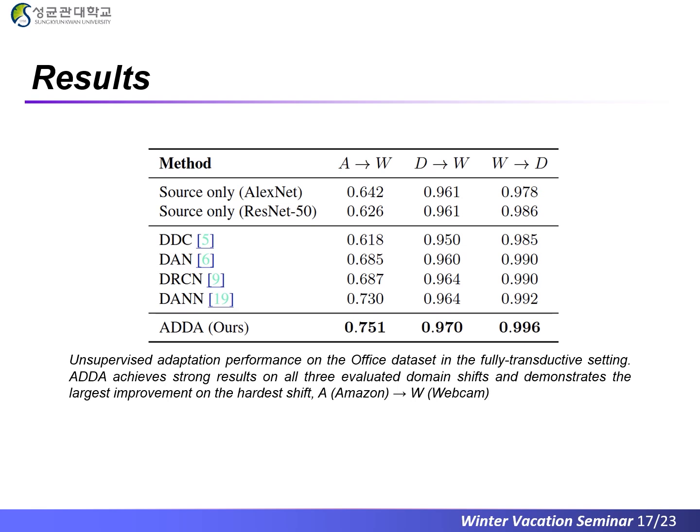Finally, in the Office dataset, ADDA achieves strong results on all 3 evaluated domain shifts and demonstrates the largest improvement on the hardest shift, Amazon to Webcam.